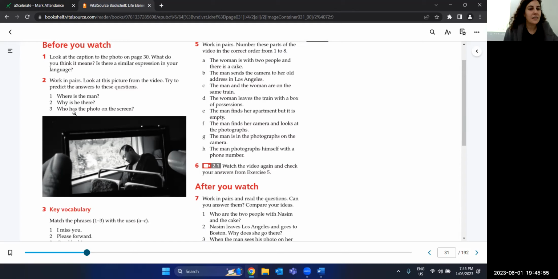Who has the photo on the screen? So it looks like someone is holding a digital camera. So these are called digital cameras. Now it would be on your phone, right? So someone here is holding a digital camera and looking at this picture. Okay, so we don't know much about the story of this photo, right? We have some idea. There's a man, he's on the train or the bus, but that's it. We don't know much.